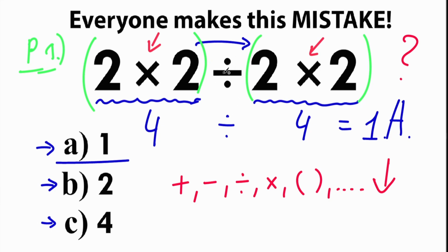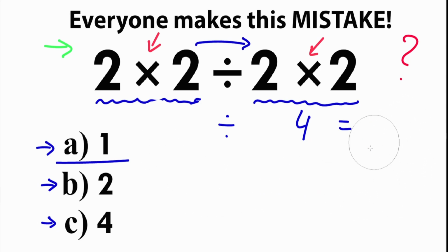But in our case, let me just erase all of this stuff real quick. I hope you understand this step, because right now I'm going to erase it. And right now let's look closely. What do we have? We don't have only multiplication, so we have a mixture. So it means that we need to scan from left to right.